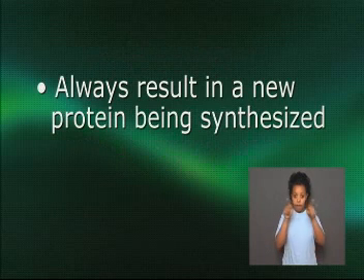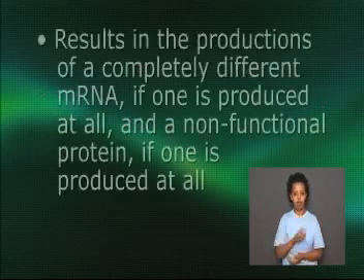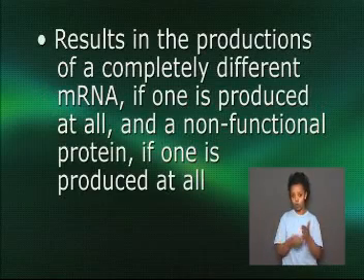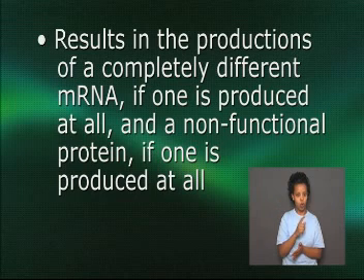Frameshift mutations always result in a new protein being synthesized. They result in the production of a completely different mRNA, if one is produced at all, and a non-functional protein, if produced at all. Were your answers correct? If so, you're doing well.